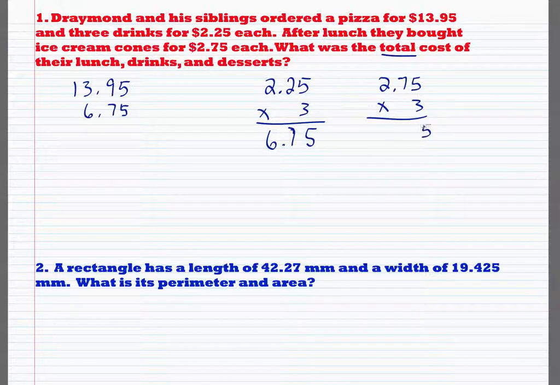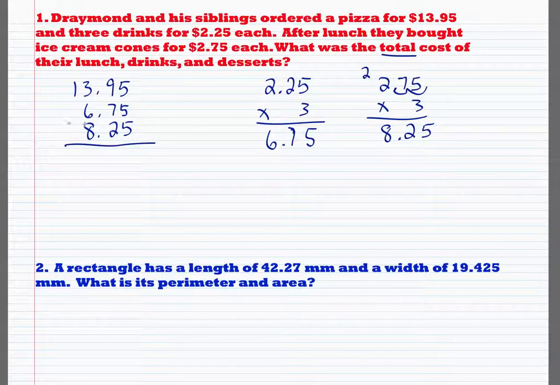3 times 5 is 15. We're carrying a 1. That's 21 plus 1 is 22. Carrying a 2. 2 times 3 is 6 plus 2 is 8. So again, just to do this technically, there are no decimal places for the 3. For the $2.75, I have 2 places. So I go down to my answer and go over 2 places, and that's where my decimal goes. So $8.25 for the 3 ice cream cones.